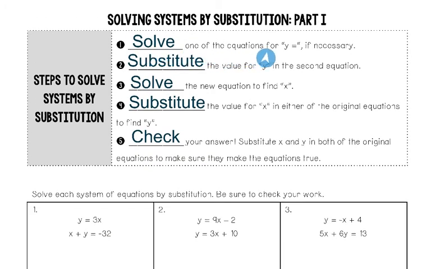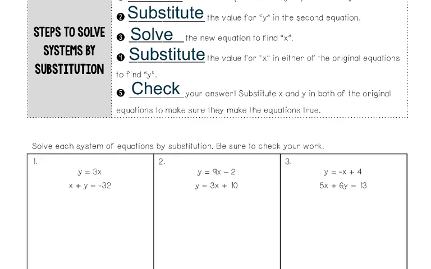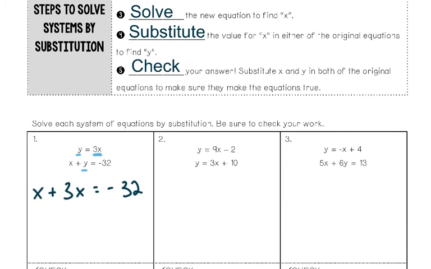Step 1, solve one of the equations for y equals if necessary. This one is already set with a y equals. The second step is to substitute the value for y equals into the second equation. So this top y equals 3x. A y is a y. So instead of writing y, I can write 3x into the second equation. Again, this y is the same thing as this y. This y is the same thing as 3x. It's better for me to write 3x here as y, so I only have one variable. When I only have one variable, I can solve an equation.